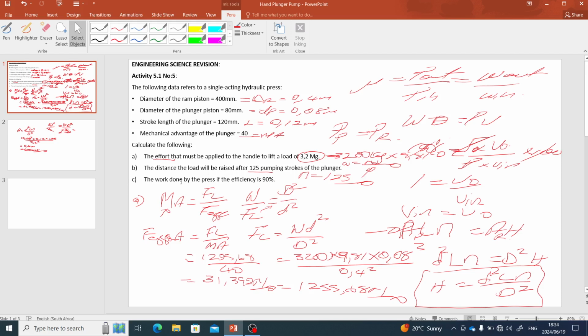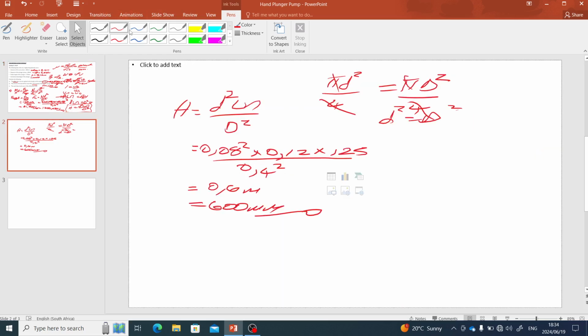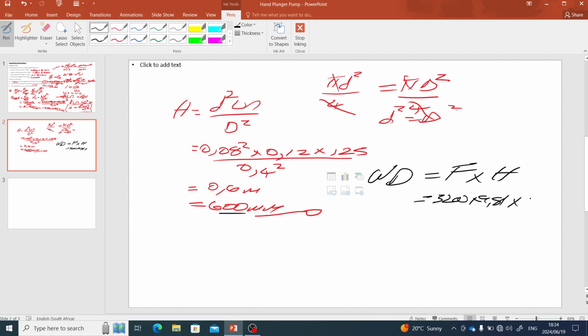Then the last one, the work done by the press, if the efficiency is 90. They want us to calculate the work done. Now, work done would be force multiplied by height. The distance that the mass moved is the distance that we've calculated, the 0.6. The force on the ram side would be your W. It is 3,200 multiplied by 9.81 multiplied by the height that we have calculated, 0.6.